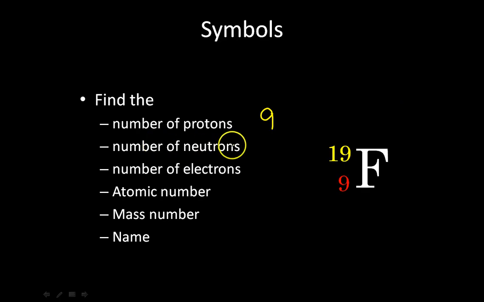The number of neutrons, okay, let's come back to that one. Number of electrons, well, that's going to be the same as the number of protons. So that's also 9. And the atomic number is also 9. Those 3 numbers will always be the same. They may not appear on the list in this order, but those protons, electrons, and atomic number will always be the same. The number on top is the mass number, so we know that's 19. And we know the name of this would be fluorine because you've memorized those elements, right?